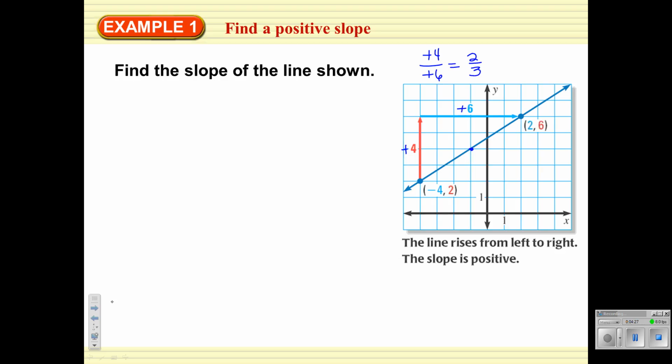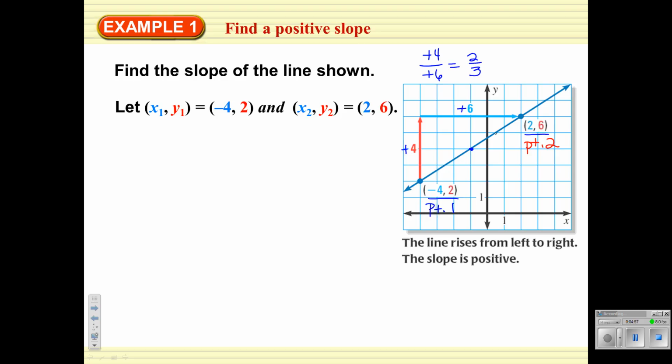So we're going to go ahead and write this, positive 4 over positive 6, which equals 2 over 3, because 4 over 6 does reduce. So technically, if we go up 2 and over 3, you'll notice that line crosses right through that point. But now we're going to use these coordinates and show you how they work with that little formula we saw a little bit ago. So let x sub 1, y sub 1 be negative 4, 2. So this one is point 1. Okay? And x sub 2, y sub 2 is going to be 2, 6. So this one is point 2. So we have point 1 and we have point 2.